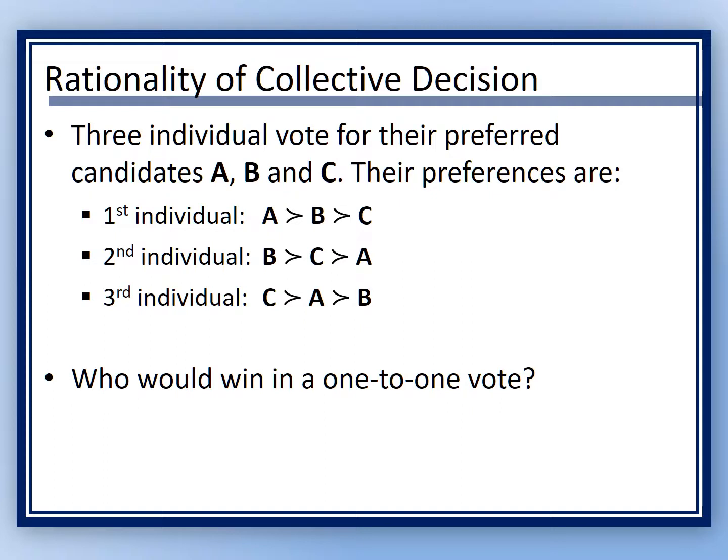So here's an example. It's as simple as you can get. You have 3 individuals voting for their preferred candidates, A, B, and C. The first individual likes A more than B and B more than C. The second individual likes B more than C and C more than A. And the third individual likes C more than A and A more than B. Okay, so they have different opinions. What happens if you ask them to vote in a 1-to-1 vote? Let's try thinking about what happens.